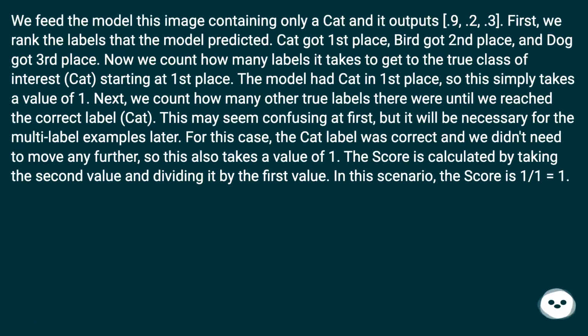0.9, 0.2, 0.3. First, we rank the labels that the model predicted. Cat got first place, bird got second place, and dog got third place. Now we count how many labels it takes to get to the true class of interest, cat, starting at first place. The model had cat in first place, so this simply takes a value of 1. Next, we count how many other true labels there were until we reach the correct label, cat. This may seem confusing at first, but it will be necessary for the multi-label examples later. For this case, the cat label was correct and we didn't need to move any further, so this also takes a value of 1. The score is calculated by taking the second value and dividing it by the first value. In this scenario, the score is 1/1 equals 1.